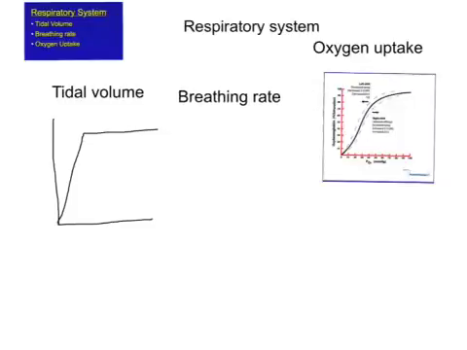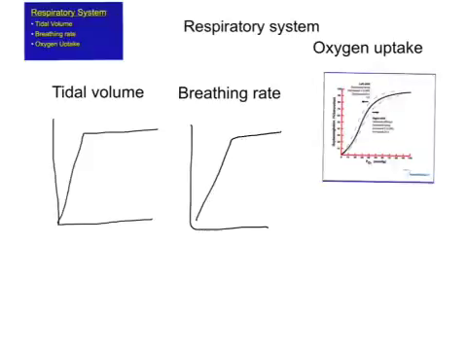Breathing rate. Breathing rate is the number of breaths you take in one minute. Breathing frequency increases to a certain point and then levels out, as I've shown on the diagram. This happens because it has to meet the demand of exercise to bring in oxygen and get rid of carbon dioxide.